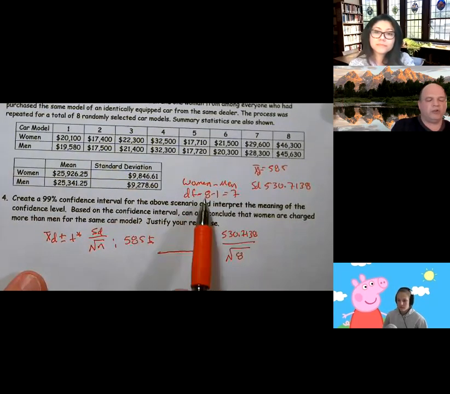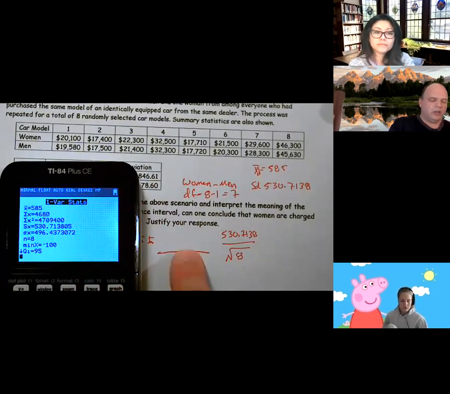Make sure you put in the sample size here and not the degrees of freedom. This is going to be always the sample size. Always do that. So I need to calculate T star.